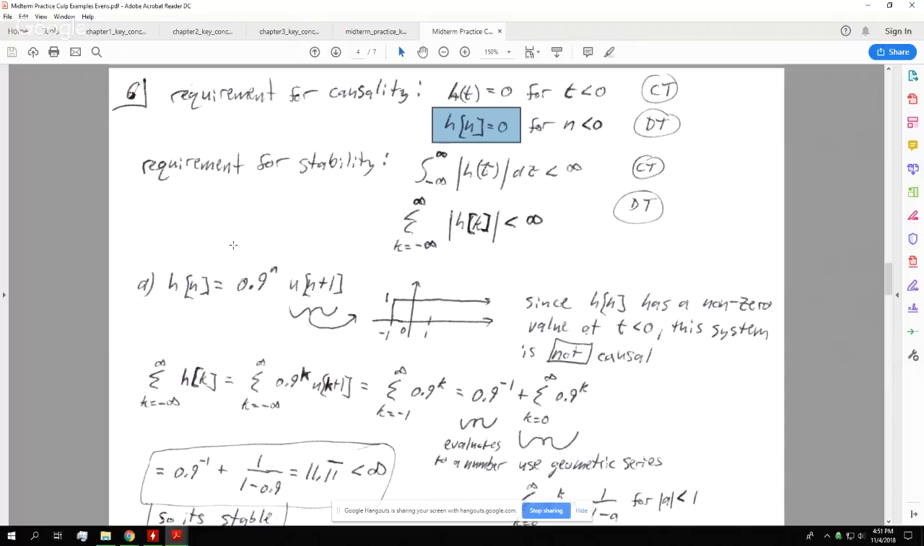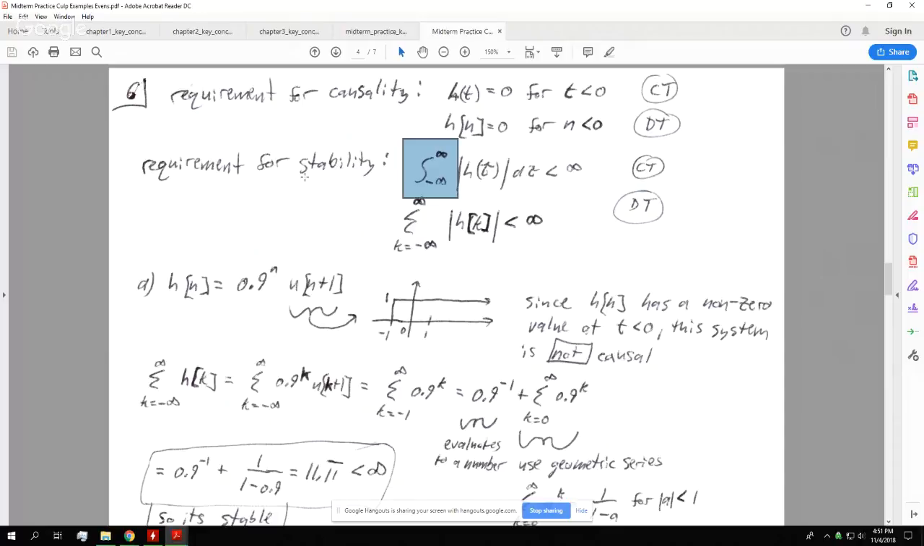So that's causality. Now the requirement for stability is a little bit more rigorous, mathematically speaking at least, but it's still a simple idea. So in continuous time, we have this integral, and in discrete time, we have this summation. Remember that an integral is just a summation over infinitesimal points.